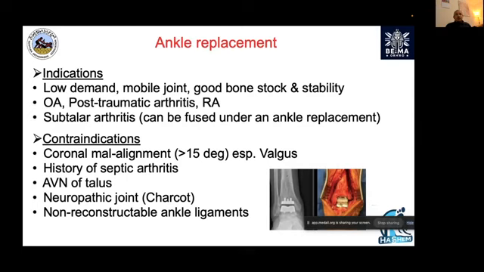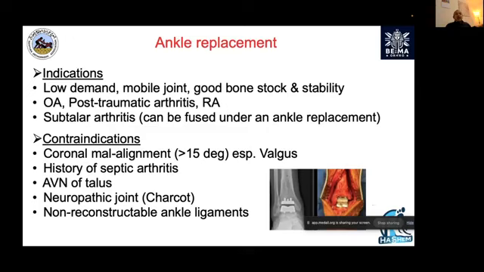Then the last one is coronal malalignment, and now we have options for that, but we tend to stay away from severe valgus angle above 15, because a severe valgus angle above 15 means the deltoid ligament is not efficient anymore, and without deltoid efficiency, ankle replacement will fail. So we tend not to replace the ankle if there is coronal malalignment of more than 15 degrees in valgus.